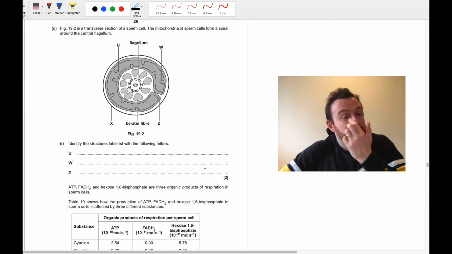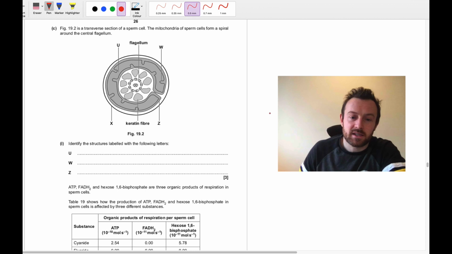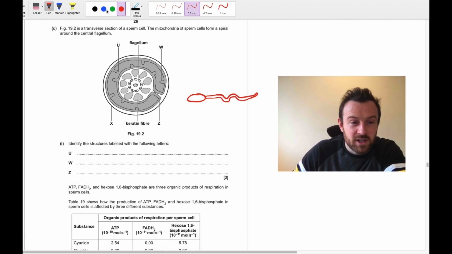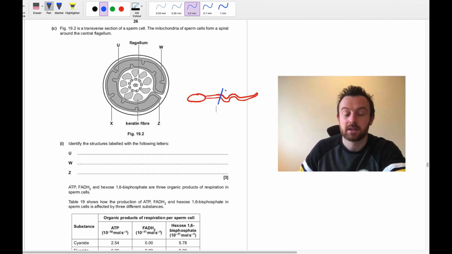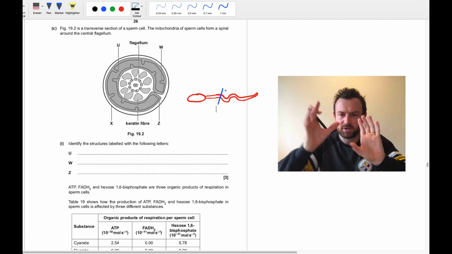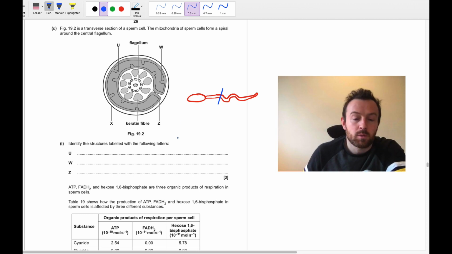C. Figure 19.2 is a transverse section of a sperm cell. So what this means is, if you can't visualize it, here's the sort of head. This is the tail. Oops, there's a bad tail. But the transverse section means it's been sliced here, and we're looking at, if you like, imagine if you cut a sausage in half and then look at it end on. So what are the structures?